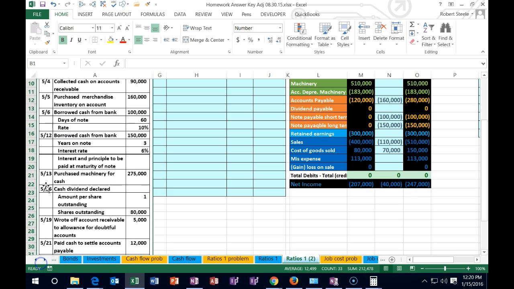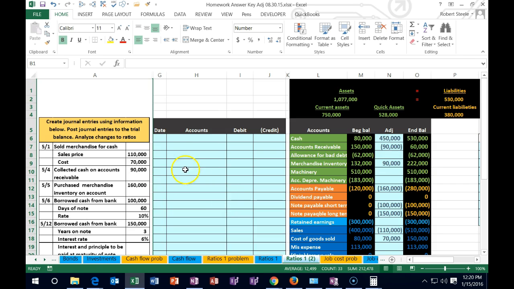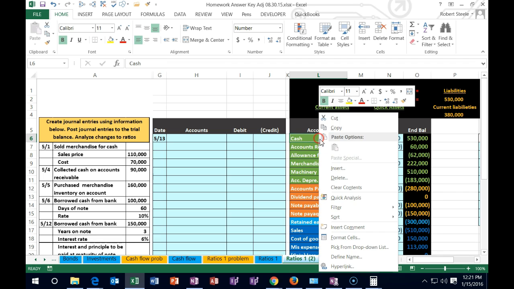We are now on 513, where we're going to say that we purchased merchandise for cash, $275. So is cash affected? Yeah, we purchased it for cash. And so cash has a debit balance. We're going to make it go down by doing the opposite thing to it, which in this case would be a credit. So I'm going to copy the cash.